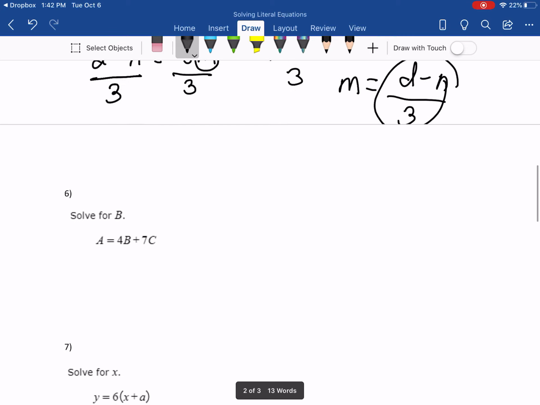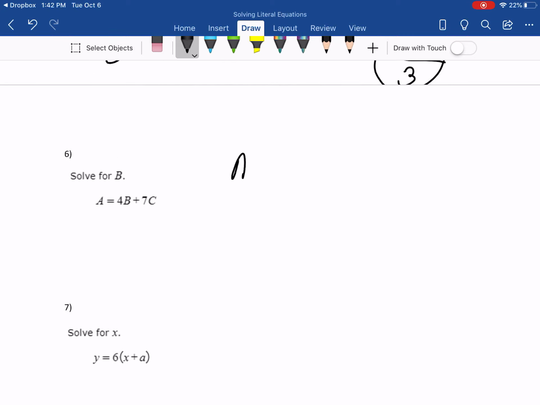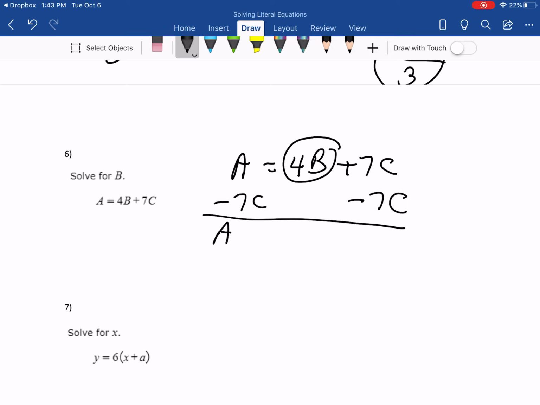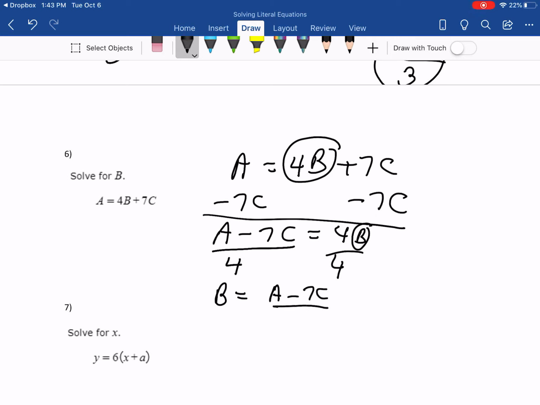All right, number 6, a equals 4b plus 7c. So we'll first solve for 4b, subtract 7c from each side. A minus 7c is equal to 4b. And then we can solve for b, dividing each side by 4. So b equals a minus 7c over 4, and I just flipped it all in one step.